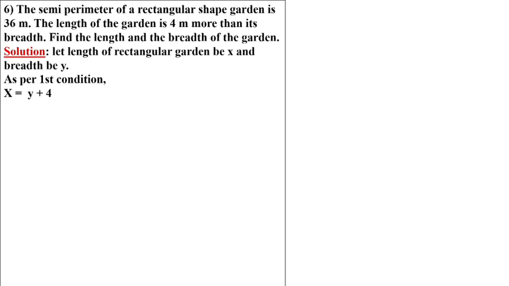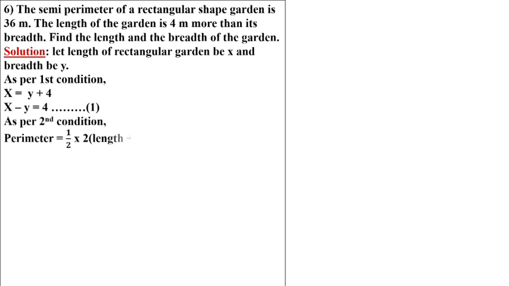the length of the garden is what? 4 meter more than its breadth. It means x equal to y plus 4. We will convert into the equation form. So y will come to the left side, become minus y. x minus y equal to 4 is the equation number 1.